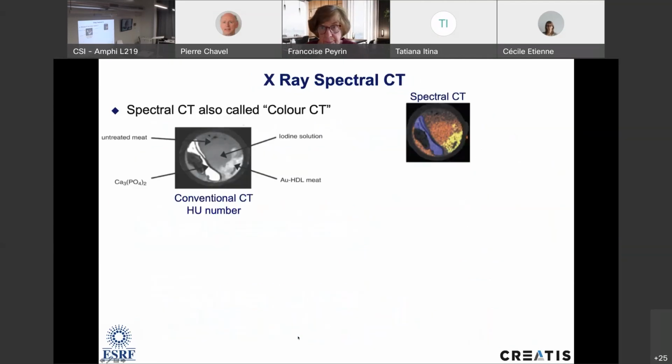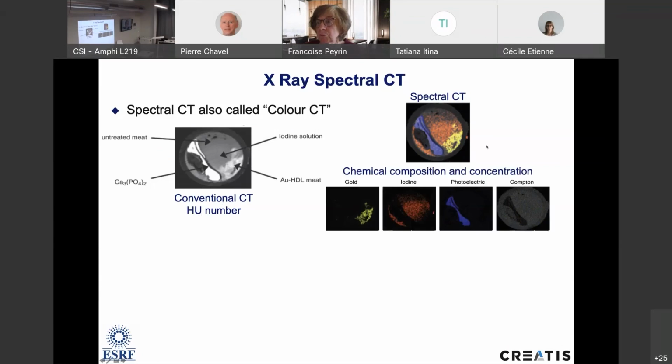So what is the interest of SpectralCity is that you will be able not only to reconstruct the standard absorption image, called the HU image in clinics, where you have a gray level associated to the absorption, but you will also be able to reconstruct different maps for the different components in your image.